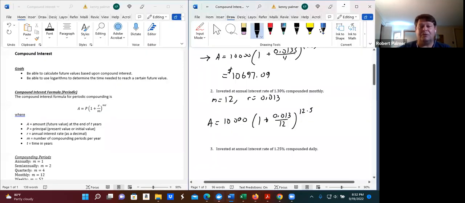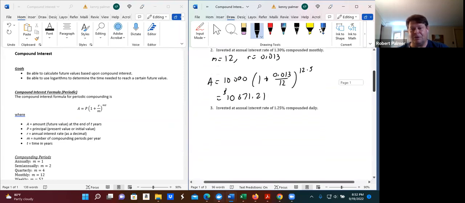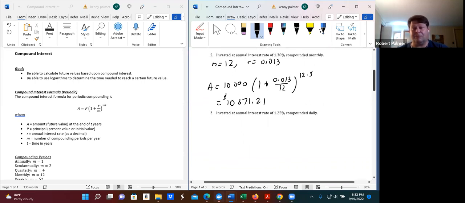So that amount, as you see, was equal to $10,671.21. So about what was that, about $26 less, approximately. And then one more example like that. So we're going to reduce our interest rate again, but we're going to compound daily. So we might expect once again it will be reduced, but let's find out.